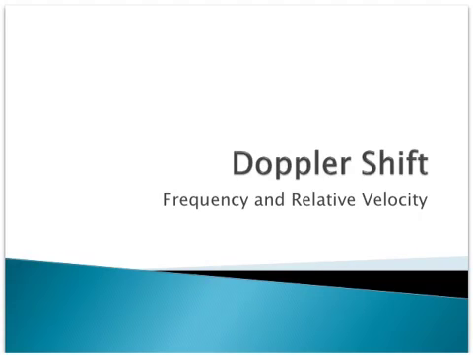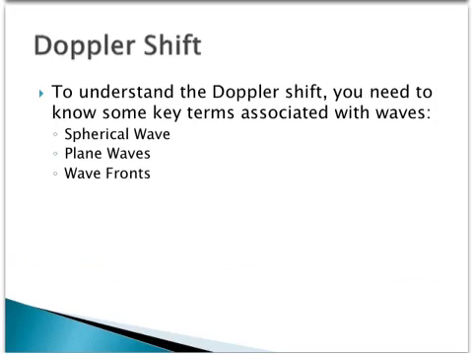And in this lesson, we're going to focus on a specific phenomenon of sound waves known as the Doppler shift, which is caused by the relative motion of both the source of a sound wave and the observer. In order to really understand the Doppler shift, we need to understand three different types of things, and the terms are shown here.